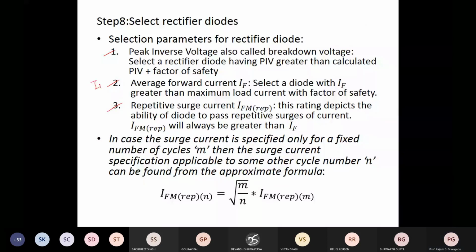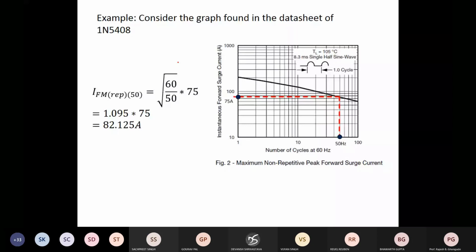Repetitive surge. For repetitive surge, the diode data sheets give you this kind of graph: number of cycles at 60 Hz and the current rating. It simply means how much current I can draw continuously from the diode. As you can see, as the number of cycles goes on increasing, this particular rating drops down.